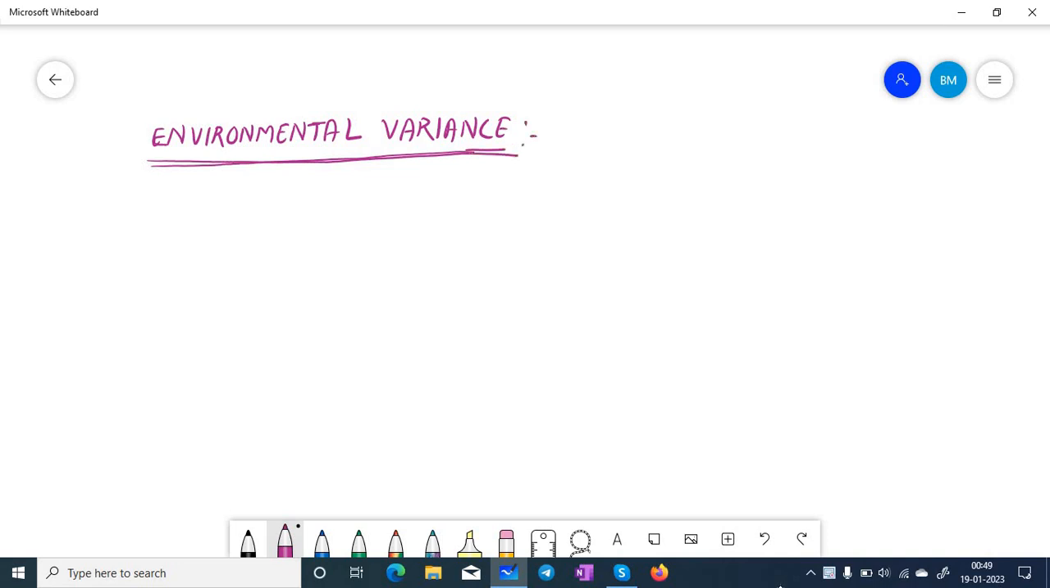Environmental variance is another leading cause of evolution, and it also comes under the topic mechanism of evolution. We came to know that genes are the major factor playing a role in evolution. Here we will see that not only genes, but also the environment plays an important role in changing the genotype and phenotype of the individual, and also results in evolution.